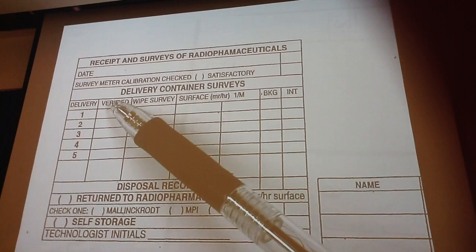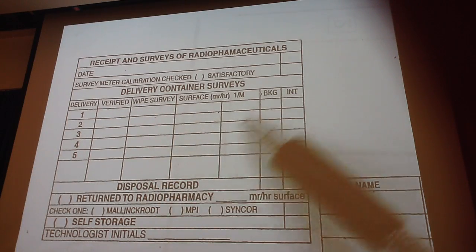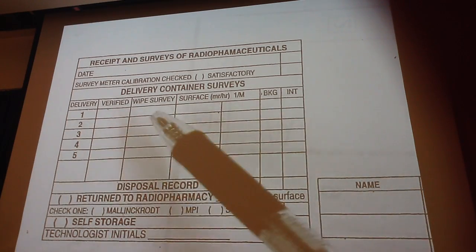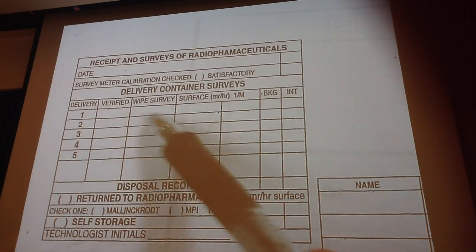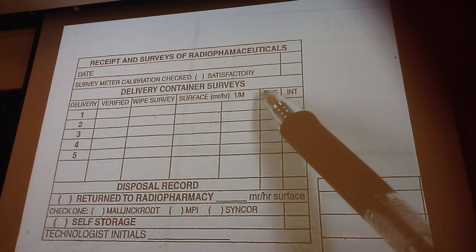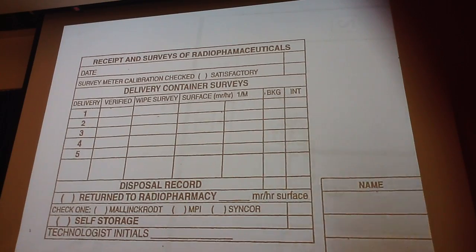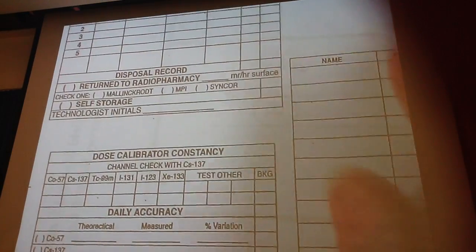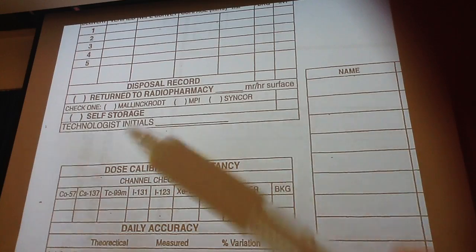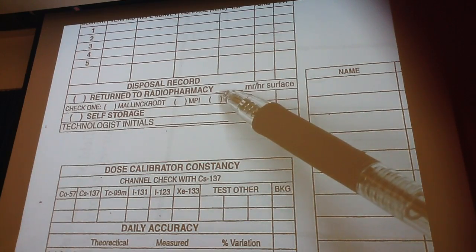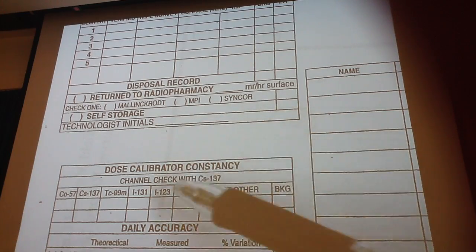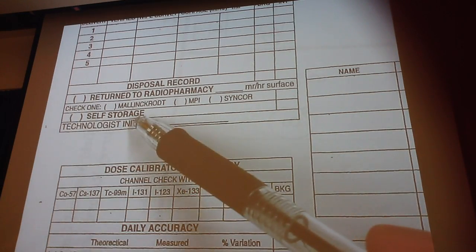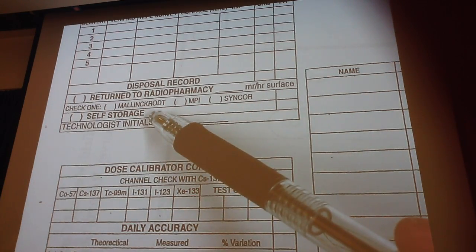And then you do a wipe test. Notice we do it at the surface and at 1 meter, plus you also do a wipe test, and then you also monitor background. Okay. Stuff that you're sending back to the pharmacy, you monitor to make sure that it's at an acceptable level, usually around background levels. Okay? Or if you hold on to it and you dispose of it in the regular trash, then you do that.